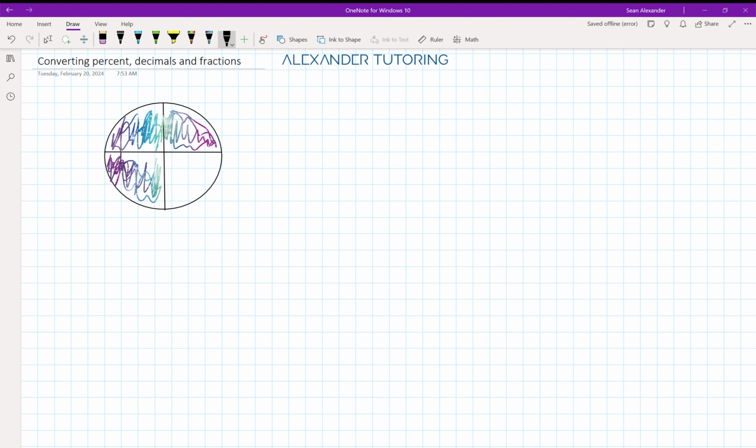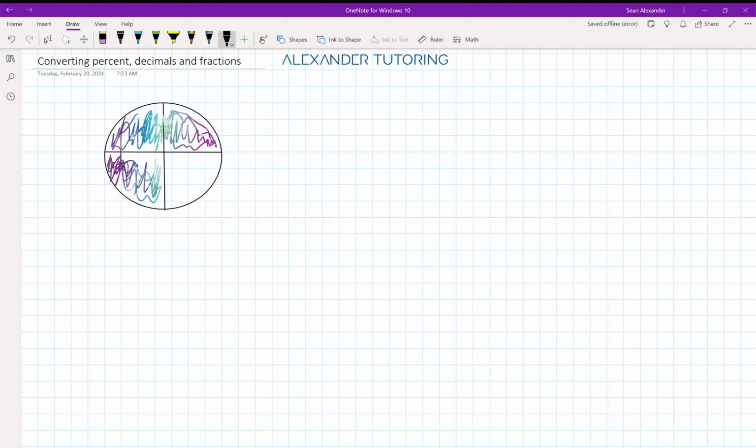So you can see here I have a circle. How many pieces is the circle cut up into? It's cut up into four pieces. You can think of that as like a pizza. So I cut the pizza into four pizza slices. Question two, how many of those slices have I shaded in? Well, it looks like three, right?